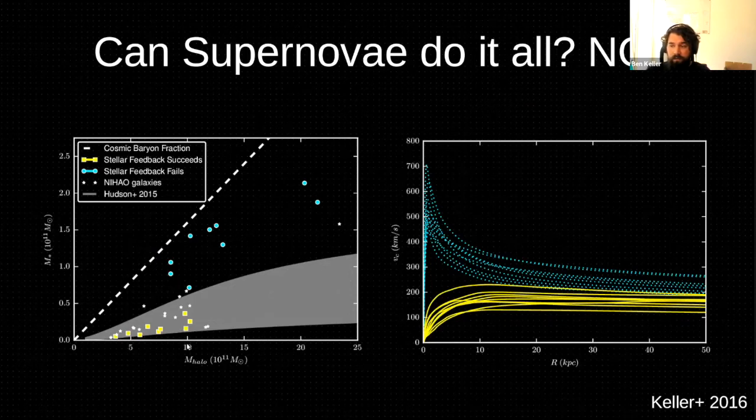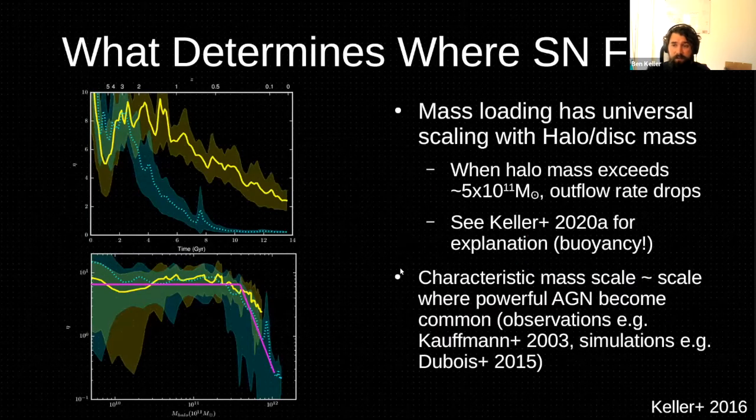We see that as soon as we exceed halo masses of around 10^12 solar masses, stellar feedback fails to regulate the star formation in these galaxies. We, in other words, massively overproduce stars relative to the observed stellar mass to halo mass relation. And we overproduce those stars again in the bulge. We end up having peaked rotation curves and bulge-dominated systems. And what this comes down to is how these outflows actually work.